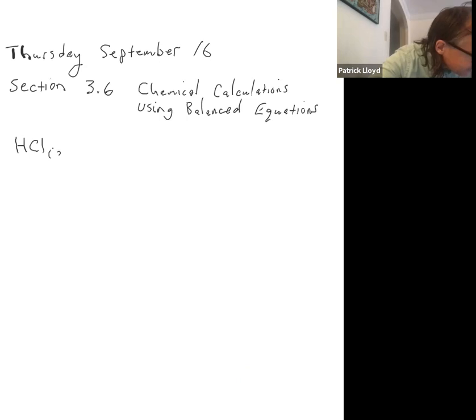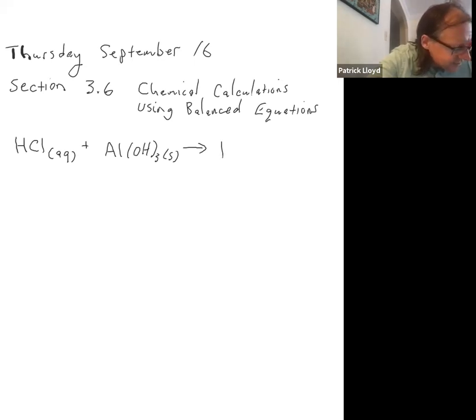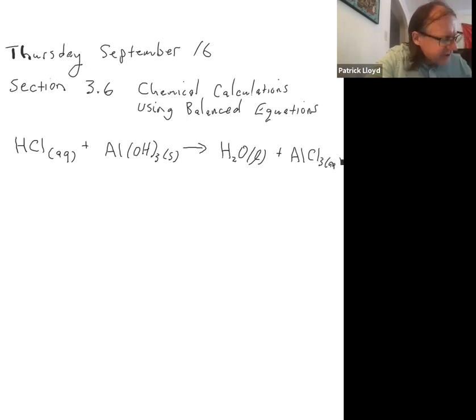All right, here, aqueous. So that means dissolved in water. Plus aluminum hydroxide. Let's do that one. That's a solid, to form H2O, which is a liquid, and then AlCl3. So let's actually go through this one. This would be aqueous.